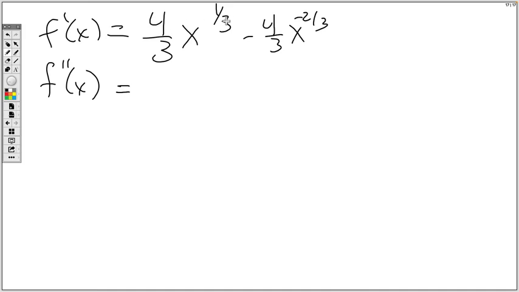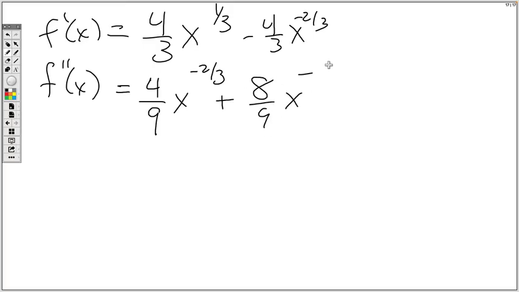I'm going to get the third comes down. The 4/3 is going to turn into a 4 what? 9ths x to the minus 2/3. And what's going to happen here? That's a positive 8/9 x to the minus 5/3.